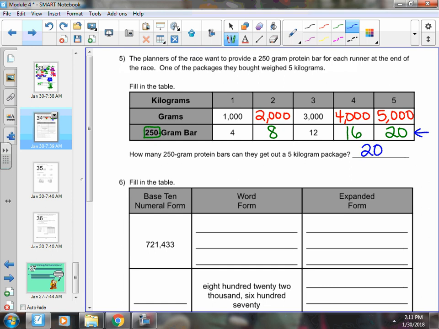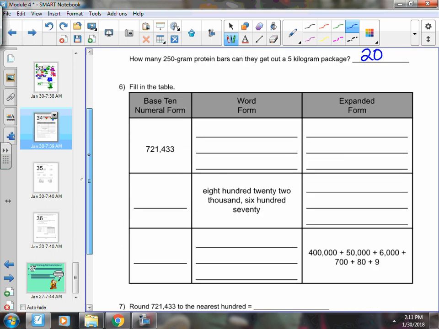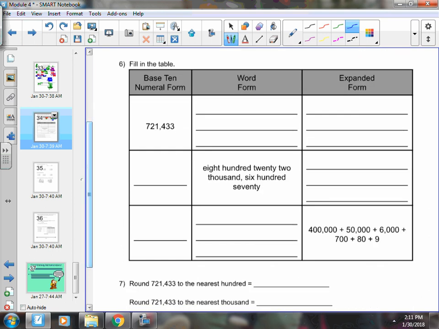Number 6, fill in the table. Sometimes you have to write it as a number, sometimes you have to write it as a word, and sometimes you have to write it in expanded form. All right, 721,000. $433.